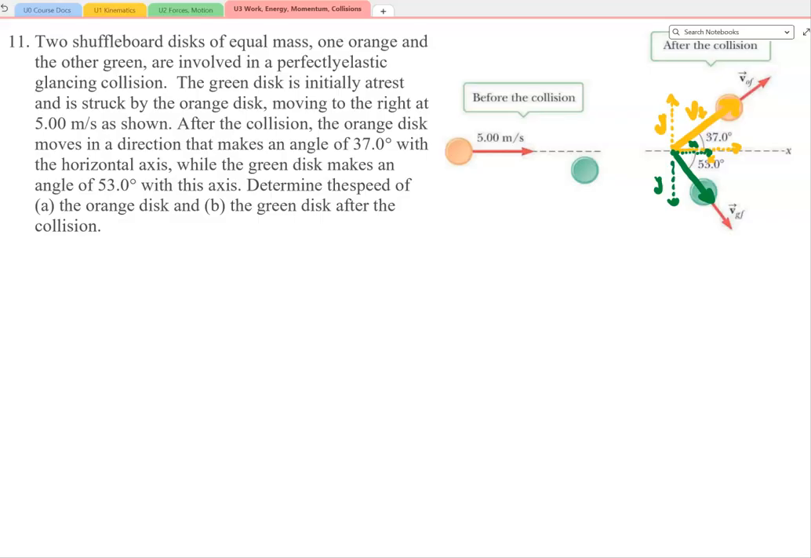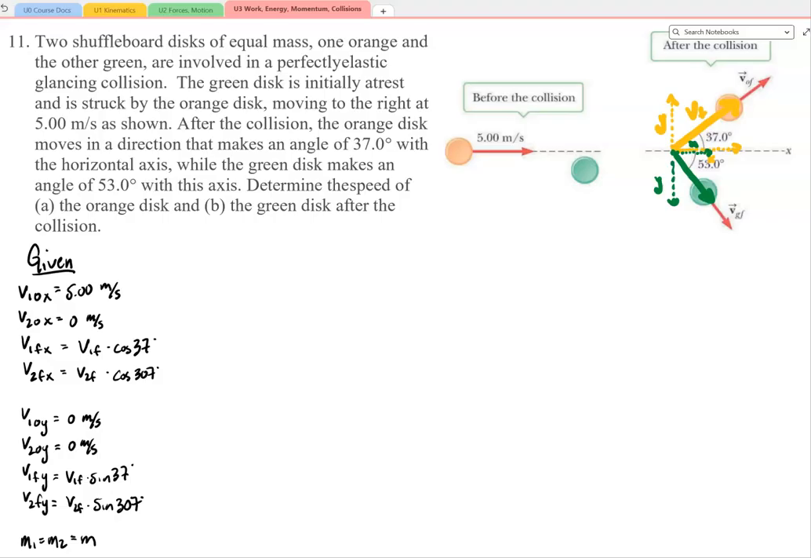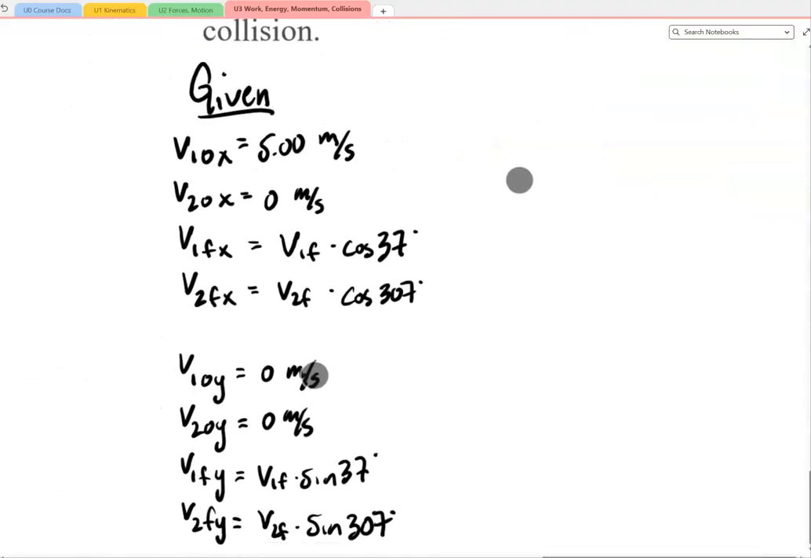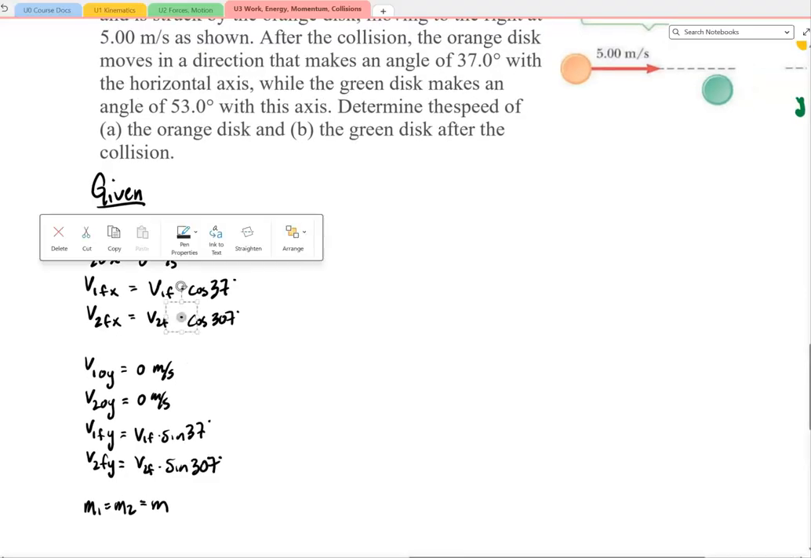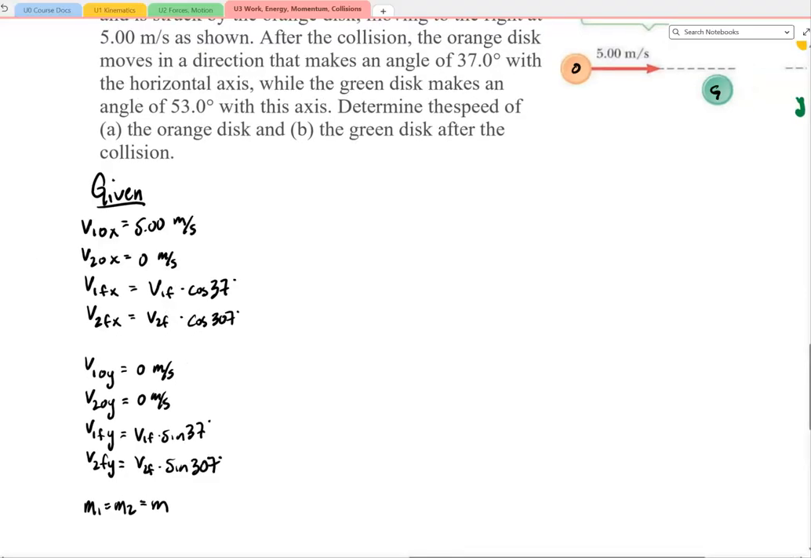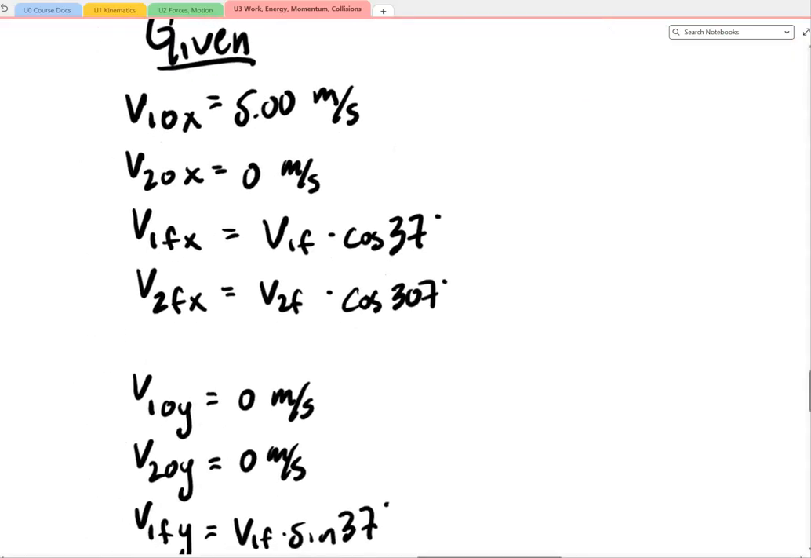I'm just going to take a minute and set up what we know, and then I'll get into the equations. I would encourage you to do the same: identify what we know, and then report those in a given column. So this is what I'm reporting and how I'm reporting it. First off, so that I can avoid a little bit of confusion, I'm going to avoid the letter O and the letter G for orange and green, and instead, I'm just going to call these object 1 and object 2. To me, that makes a little bit more sense.